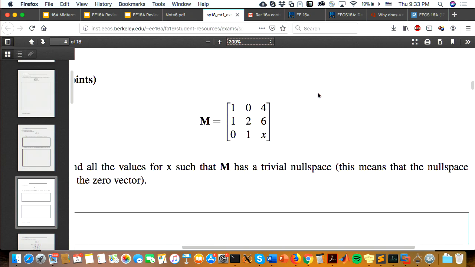For those of you who are wondering, now that the other two parts are hidden, the first one is asking: find the values of x for which M has a trivial null space. And the second one is: say you have an x that makes it have a non-trivial null space, then find that null space.